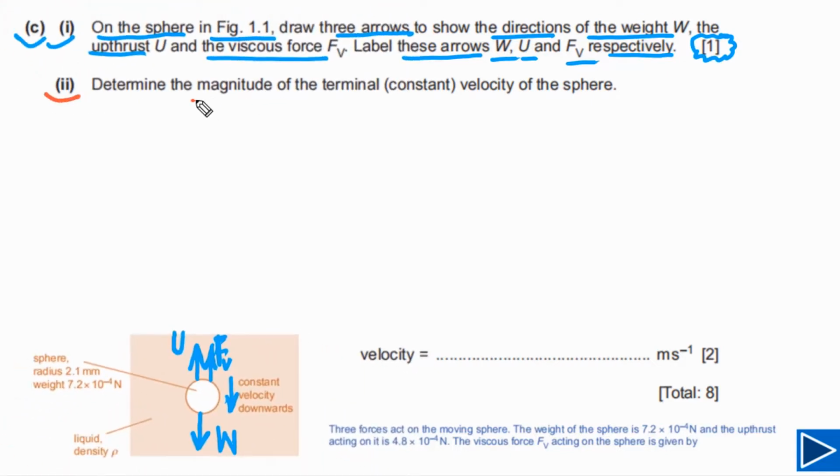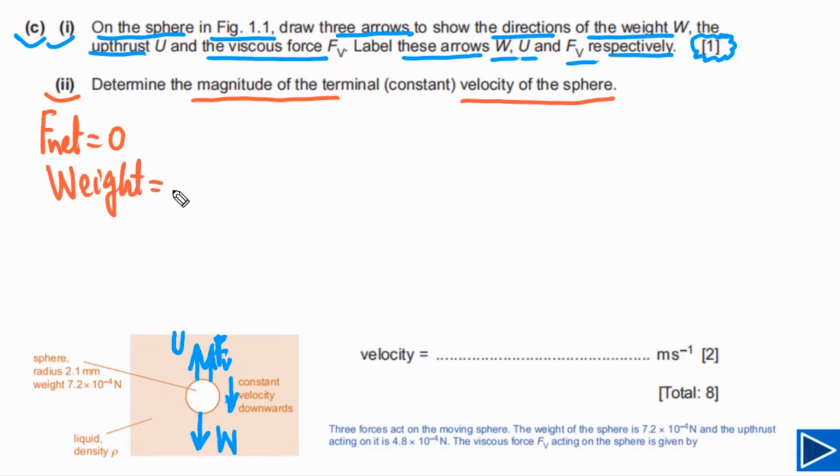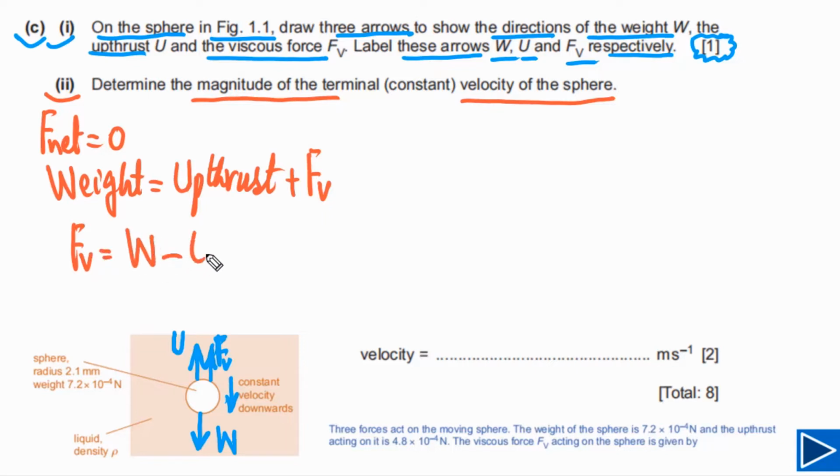For the second part, we need to determine the magnitude of the terminal velocity of the sphere. Terminal velocity means the constant velocity. If the velocity of the sphere is constant, it simply means that the resultant force acting on this sphere is equal to 0. Now in this case, you can see the downward force is weight. So weight is equal to upthrust plus FV, the viscous force. If we have value of viscous force, then we can find out the value of V. So if we rearrange this, we can write FV is equal to weight minus upthrust.